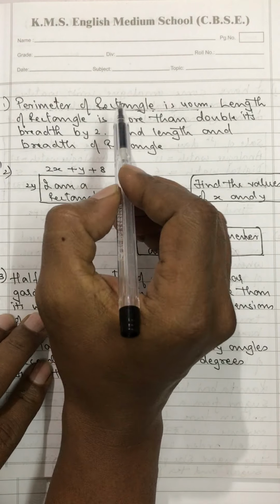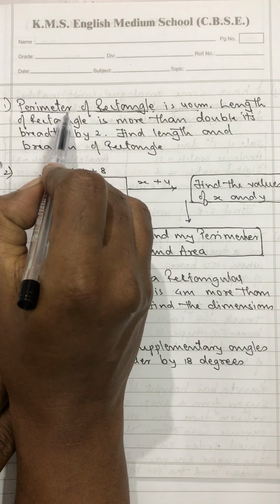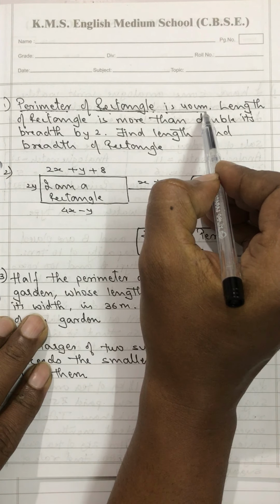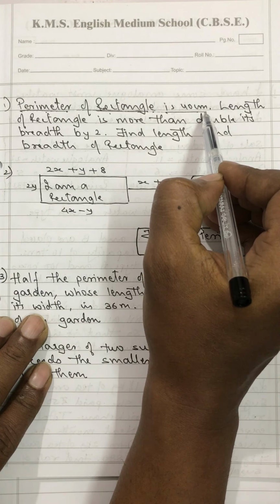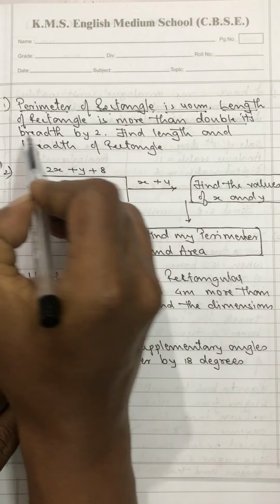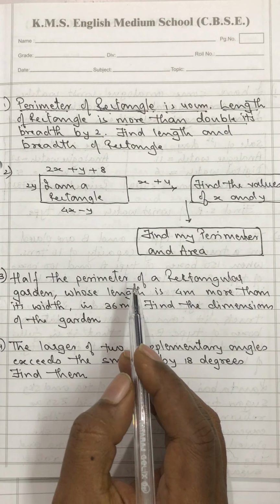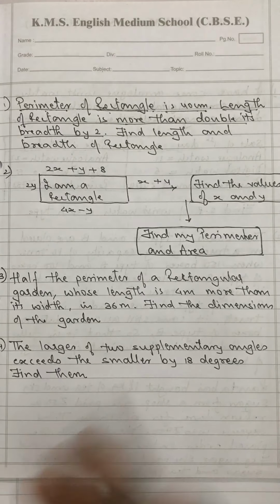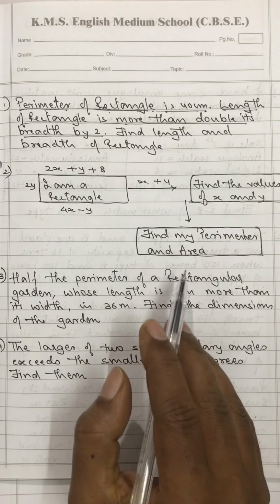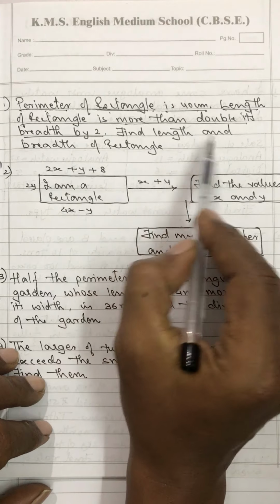So here now we are dealing with rectangle, and they are asking us to deal with perimeter of a rectangle. Perimeter of rectangle is 40 centimeter. So you should be knowing the formula of perimeter of a rectangle. Length of a rectangle is more than double its breadth by 2. Find length and breadth of a rectangle.